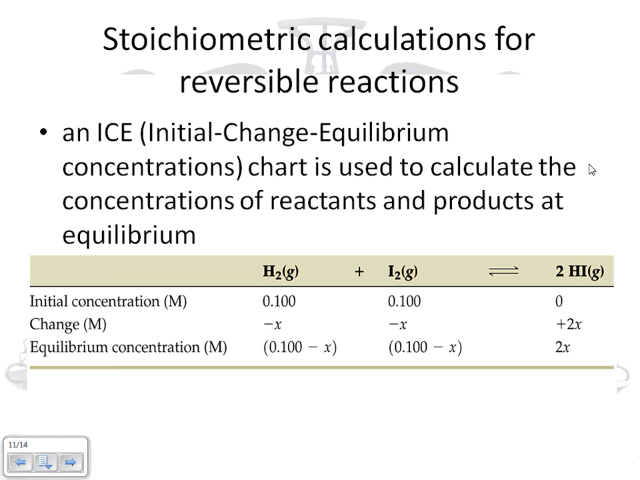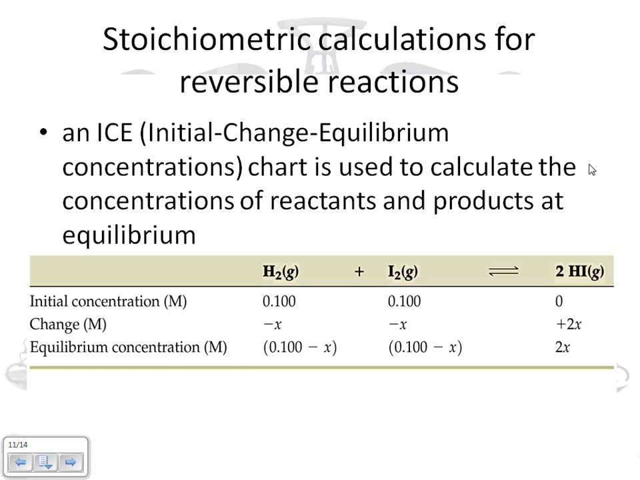All right, so some stoichiometric calculations for reversible reactions, okay? An ICE chart, initial change equilibrium concentrations chart, is used to calculate the concentrations of reactants and products at equilibrium. So how are we going to actually get those numbers that I got in the example? ICE chart, this is going to be your new best friend. You're going to be using this pretty much for every question in this unit. So don't be lazy, draw them out and actually fill them in.